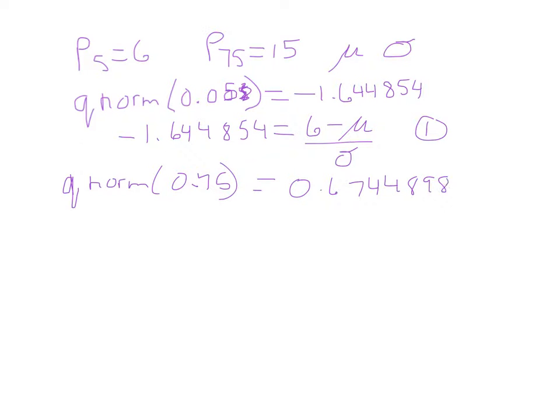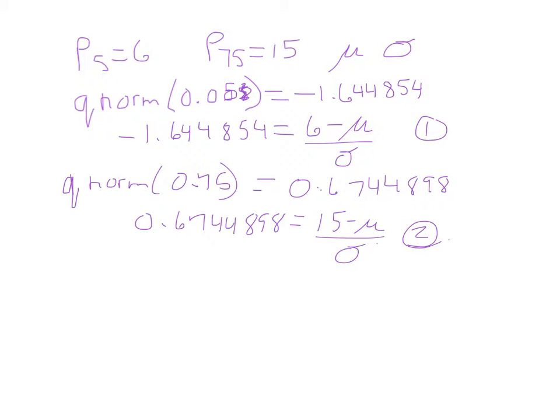0.6744898. These ones are not symmetrical because one is at the 5th percentile, which is 45% below the mean, and the other is at the 75th, which is 25% above the mean. But if we put that into the Z-score formula as well, we end up with 15 minus mu over sigma. So we have equation 2 there, right?